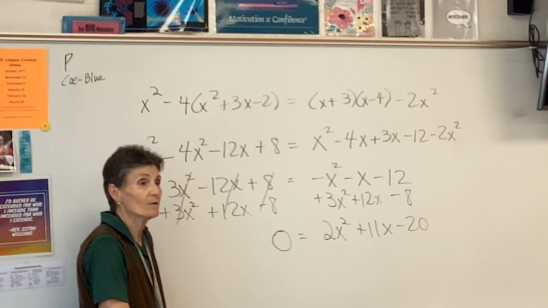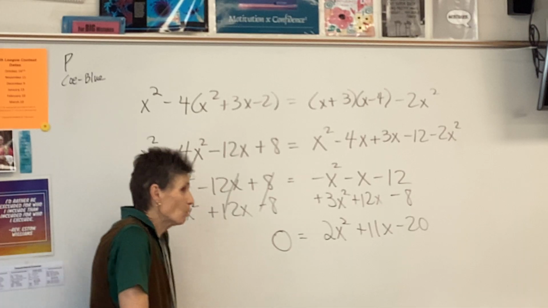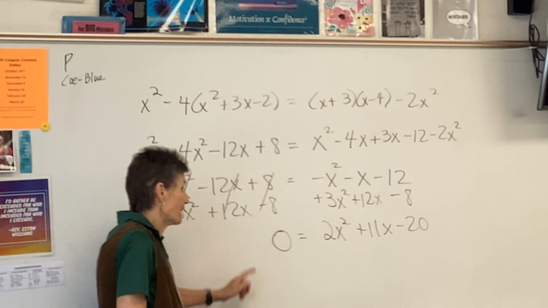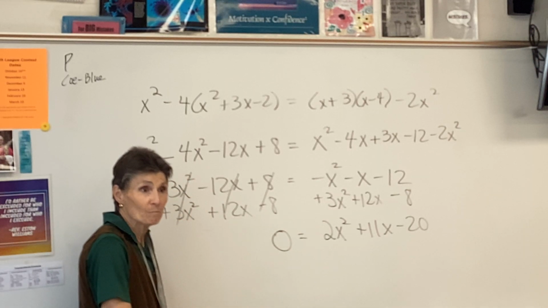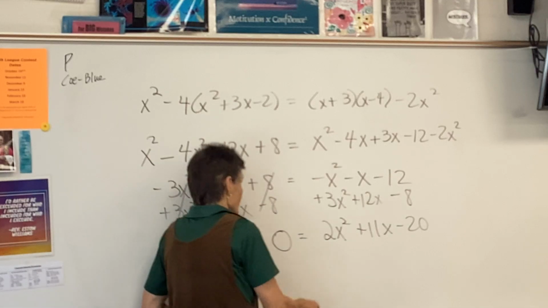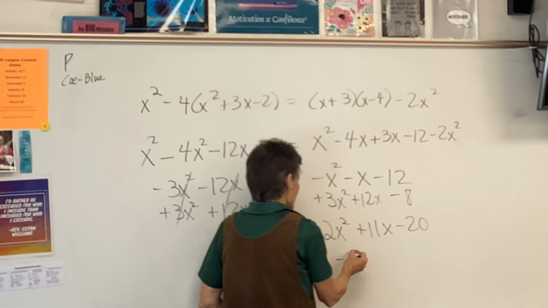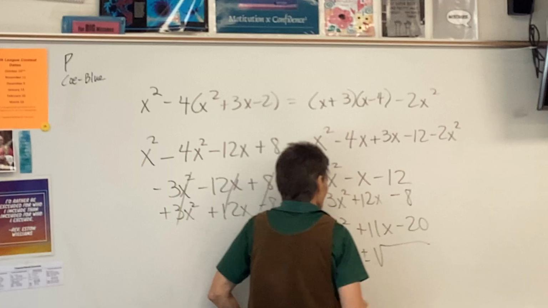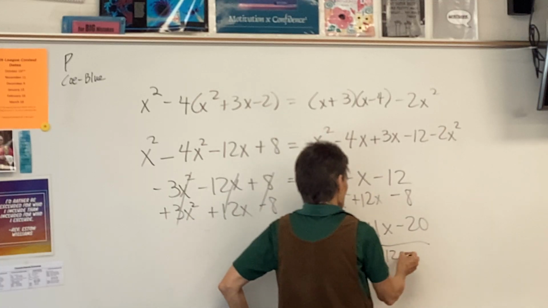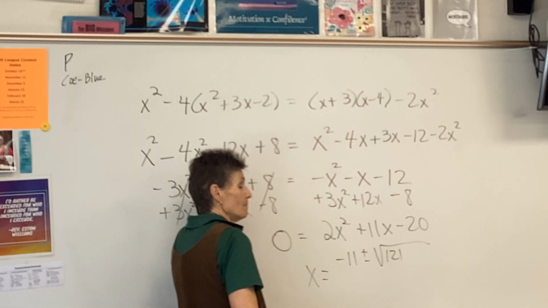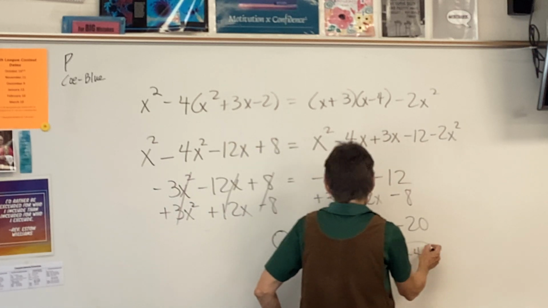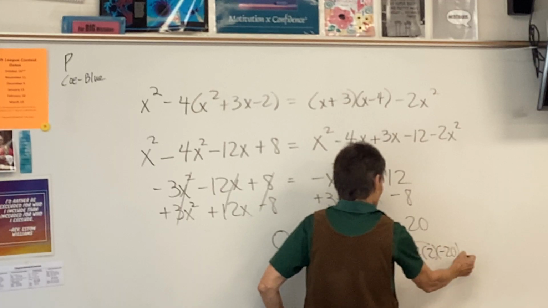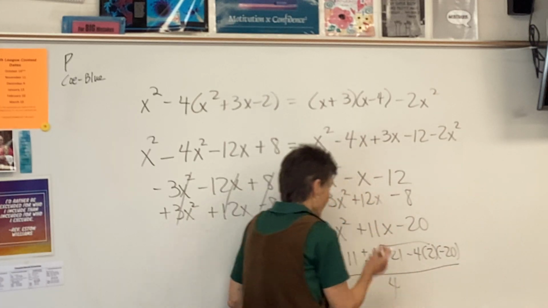All right, now what do you do with that? Quadratic formula. Once in a while, you might be able to factor it, but I'm not even going to try. I don't know if those are big numbers. So I'm just going to go ahead and use my quadratic formula. So x equals negative b plus or minus the square root of b squared, which is 121. You'll have a calculator, so if you need to do it on a calculator, you can. Minus 4 times a times c, all over 2a.